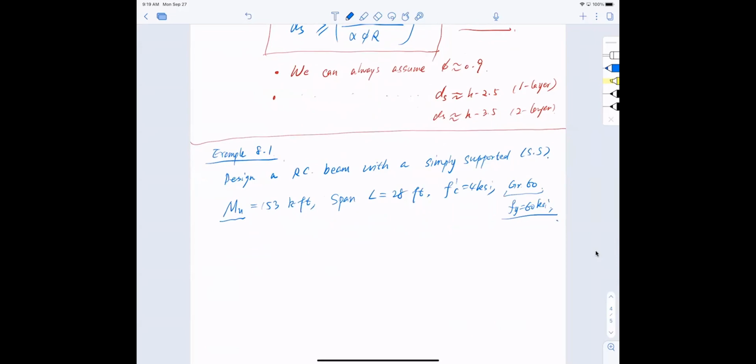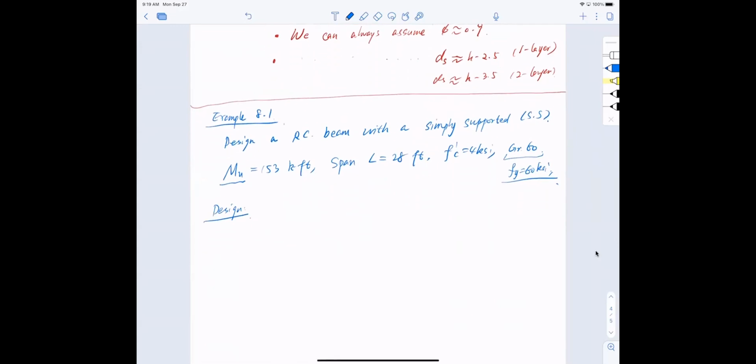All right, so with that, I start my design process. Where to start? Actually, let me put the beam down so you have a visualized picture. I have a simply supported beam, and the span length is 28 feet. Naturally, the maximum moment usually happens in the middle of the span, and this is where the maximum moment is, at 153 kip-foot.